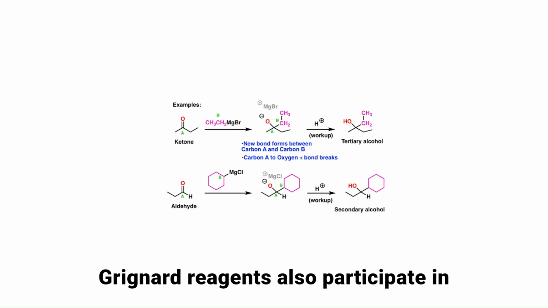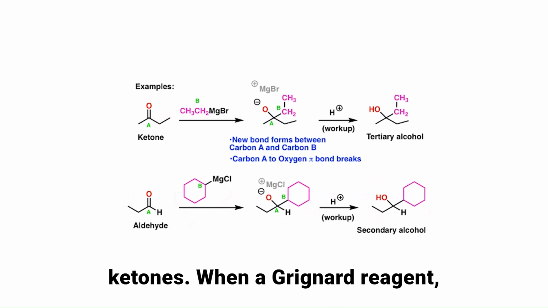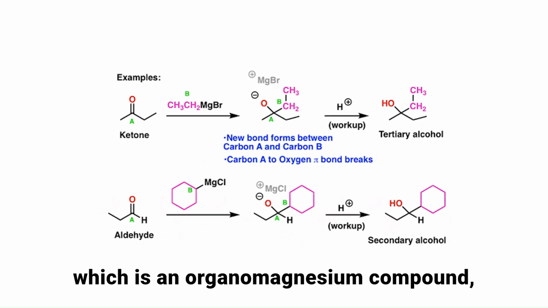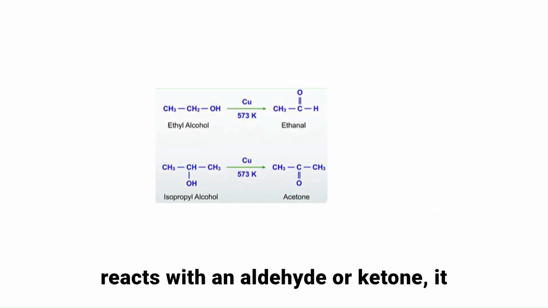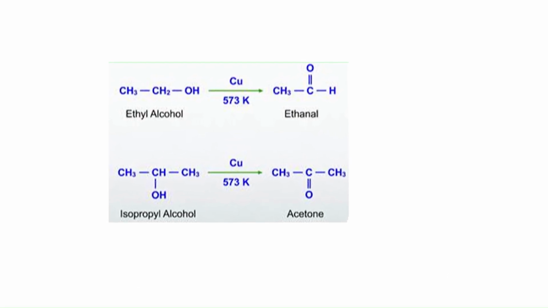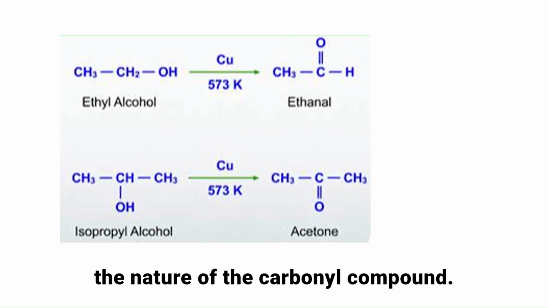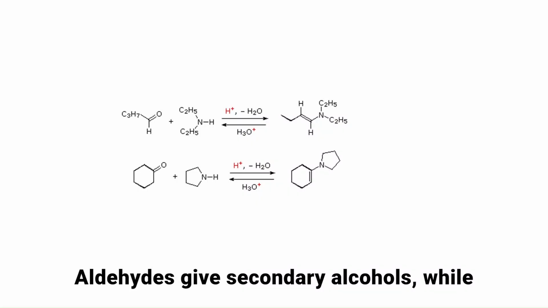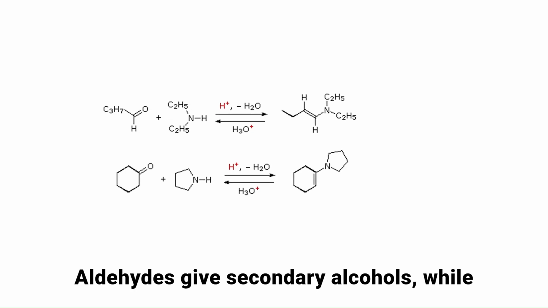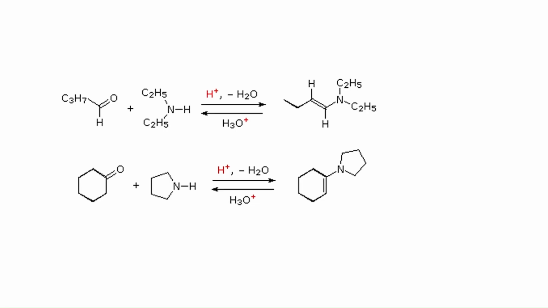Grignard reagents also participate in nucleophilic addition to aldehydes and ketones. When a Grignard reagent, which is an organomagnesium compound, reacts with an aldehyde or ketone, it leads to the formation of an alcohol. The type of alcohol produced depends on the nature of the carbonyl compound. Aldehydes give secondary alcohols, while ketones yield tertiary alcohols upon reaction with Grignard reagents.